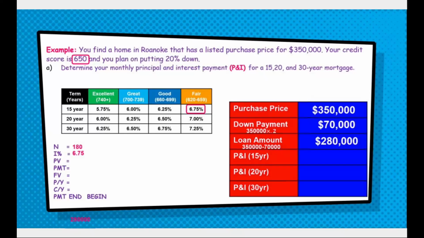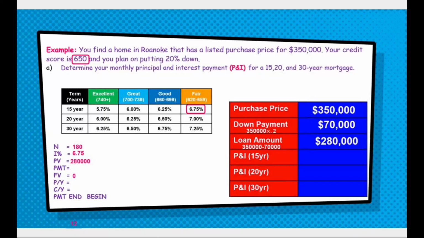My present value is going to be my loan amount. I'm not investing. A home is an investment, but we're borrowing. That's our loan amount, so it's going to be positive 280,000. I'm trying to find my monthly payment, so I'm going to skip that. My future value after 180 months, I shouldn't owe anything on this house.